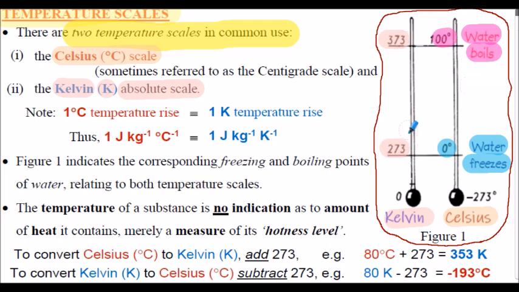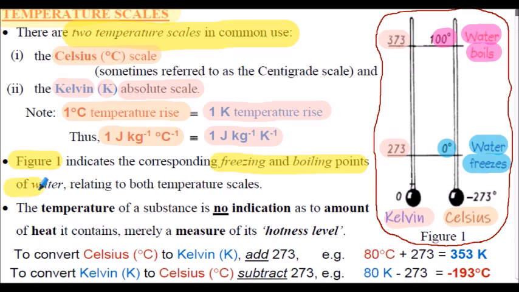And that's very useful to know with regards to the calculations we're going to perform in this particular presentation. So 1 degree C temperature rise is equivalent to 1 K temperature rise. So for the same system or body we're considering, 1 joule per kilogram per degree C will be equivalent to 1 joule per kilogram per K. As shown in figure 1, we've illustrated this using the freezing and boiling points of water.